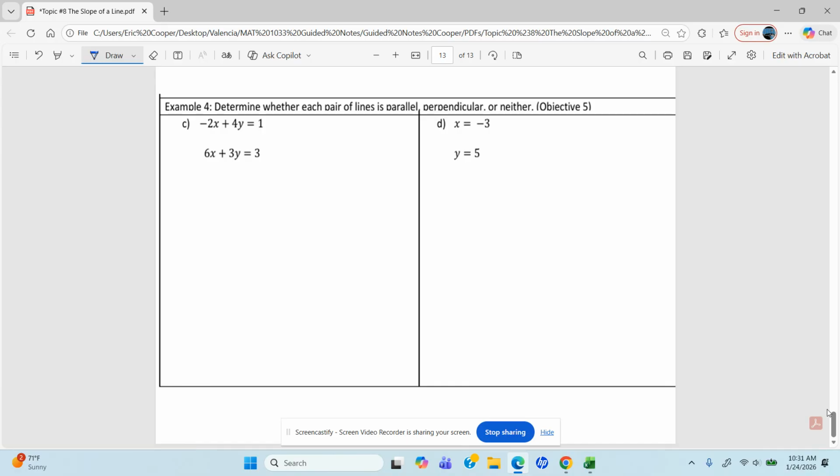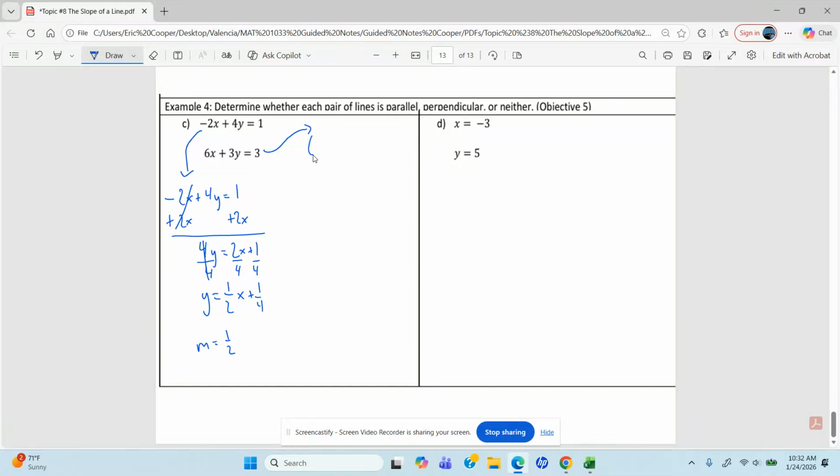Let's look at two more equations. So here, none of these are in slope-intercept form. So let's change them real quick. Negative 2x plus 4y is equal to 1. I've got to get y by itself, so I'm going to add the 2x to the other side. 4y is equal to 2x plus 1. I'm going to divide everything by 4. Y is equal to, now 2 over 4, we've got to make sure we reduce that. 2 over 4 can reduce to 1 over 2x. This can't reduce, so the y-intercept is 1/4. So for this line, we get 1/2 as our slope.